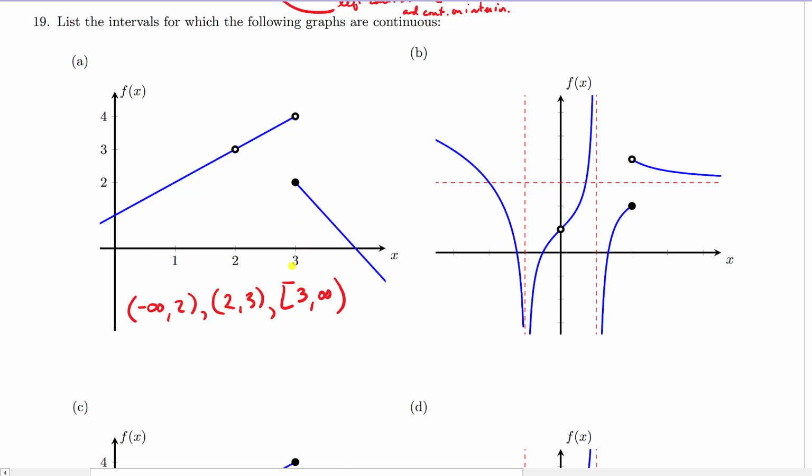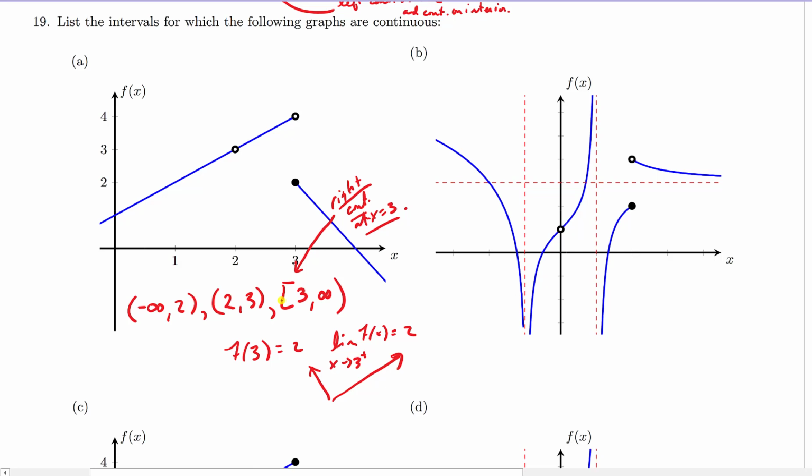Because the function is right continuous at x equals 3. What do I mean by that? I mean that f of 3 exists, which is 2, and the limit as x approaches 3 from the right of f of x is equal to 2, and these two agree. That's why I'm saying that we are right continuous at x equals 3. Notice I'm not continuous at 3, but when I list the interval for which it's continuous, I go ahead and put a bracket there to signify the right continuity.